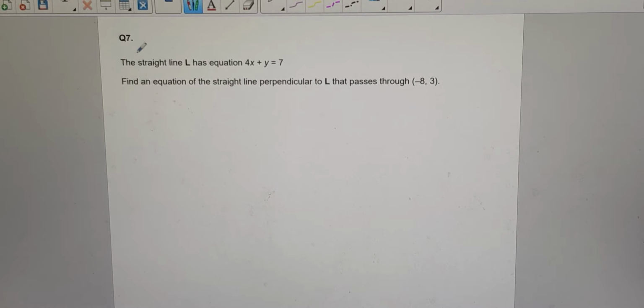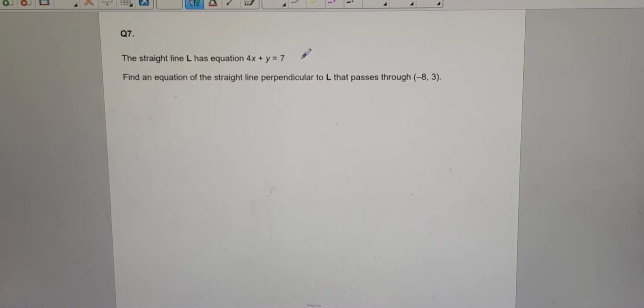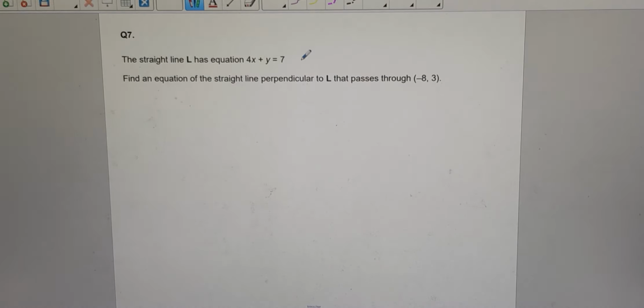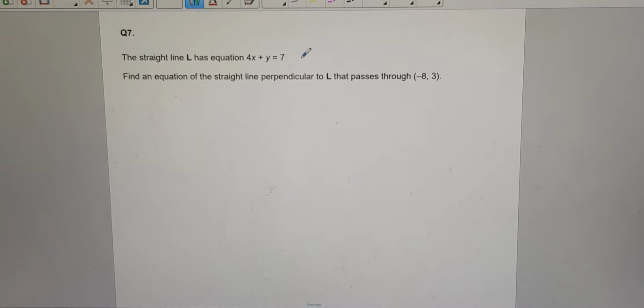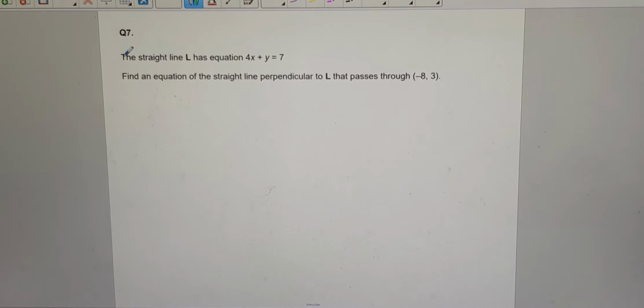Right, question 7. The straight line has equation 4x plus y equals 7. Well, this is an annoying one because it's not in the form y equals mx plus c this time. So I'm going to have to rearrange it to make y the subject, and then I'll be in a position to see what the gradient of this line is. I'm not sure what the gradient of this line is yet.